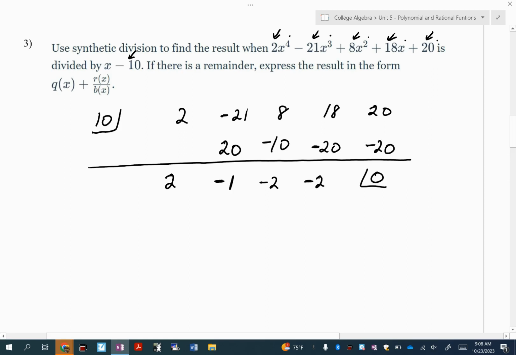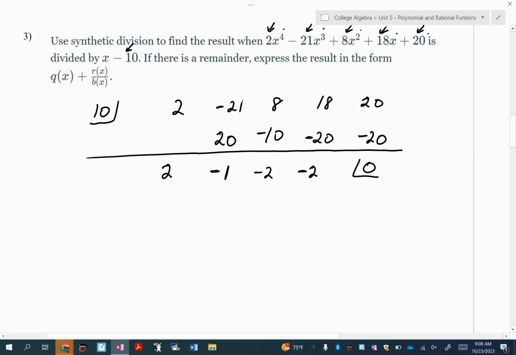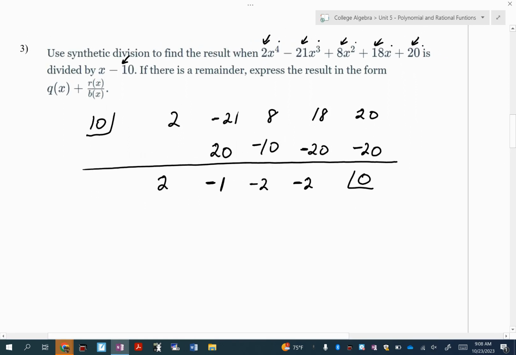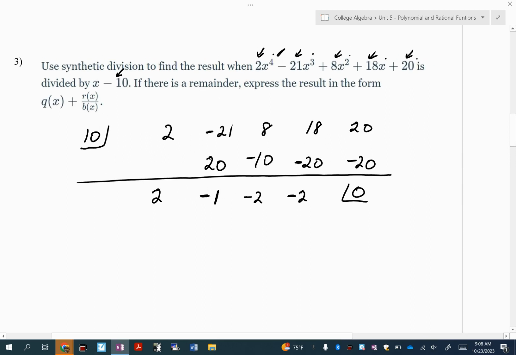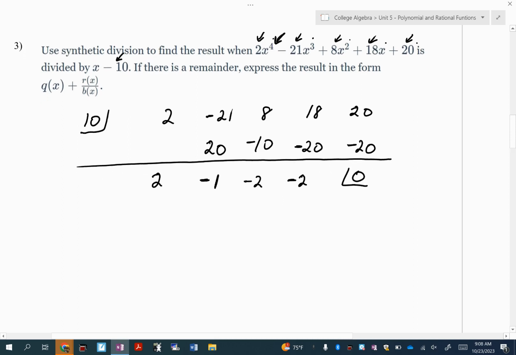So since I got 0, right, I'm not going to have a remainder. But the hardest part is students will just stop here and won't write the answer. Remember to write the solution. Look at the highest exponent at the beginning. One less is going to be your highest exponent in your answer. All right, so this 2 to start is going to be 2x cubed minus 1x squared minus 2x.